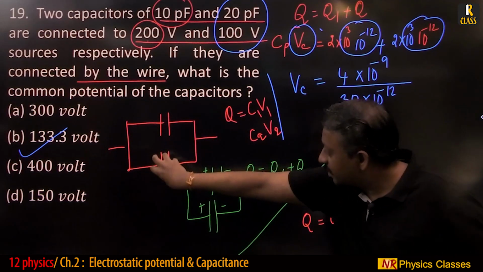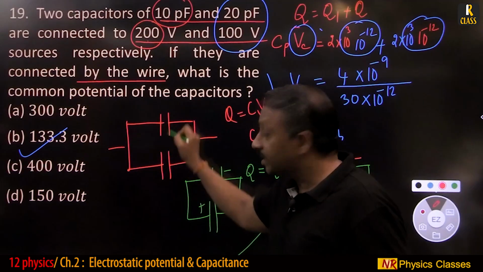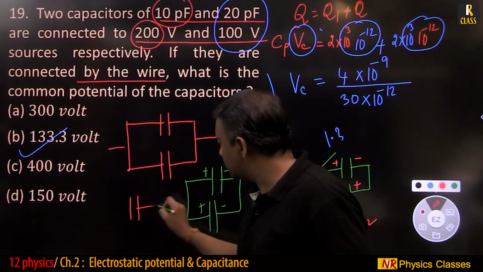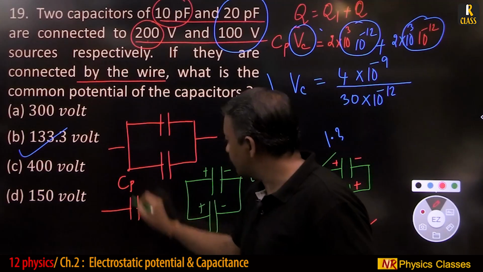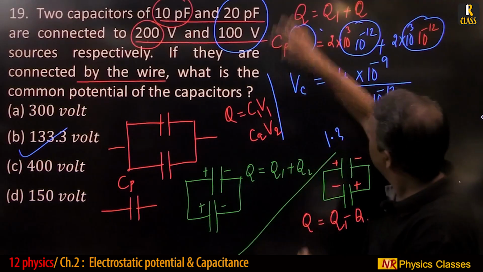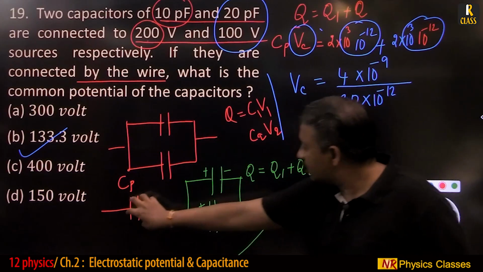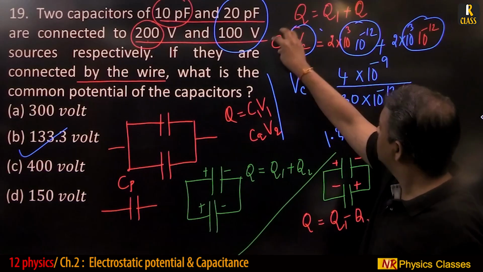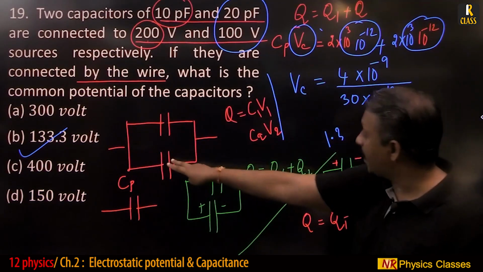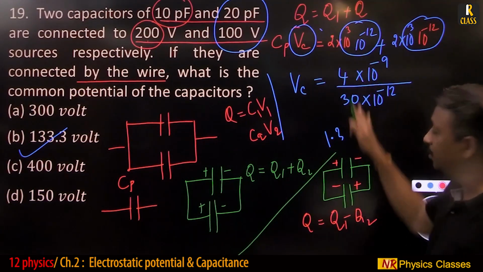The charge in this plus the charge in this is Q1 plus Q2. These two are connected in parallel, so the effective capacitance is Cp. The charge in this is this. This charge is the charge in the effective capacitance. The effective capacitance is Cp, they are parallel, with common potential V. So this is how you should solve.